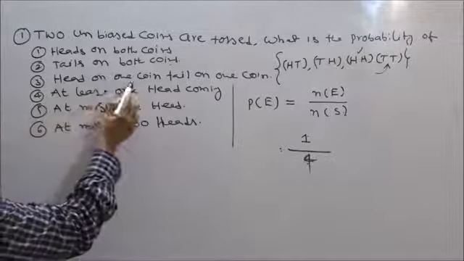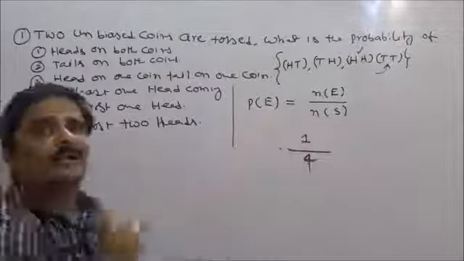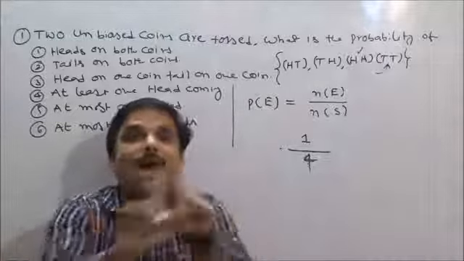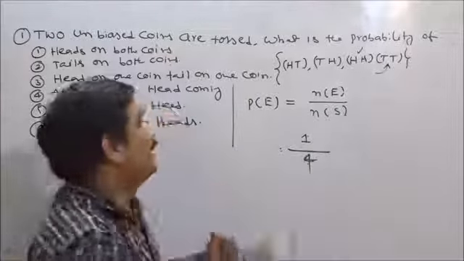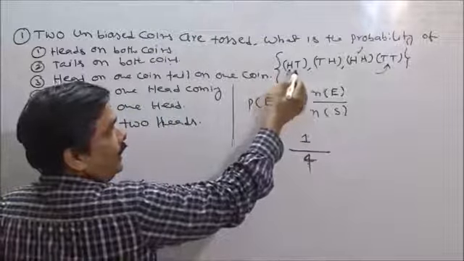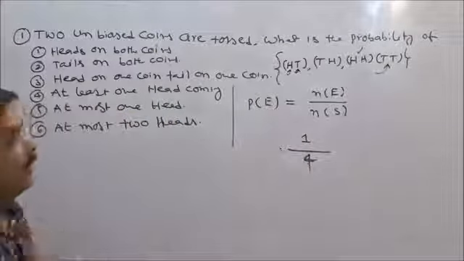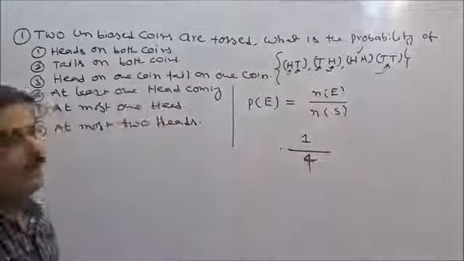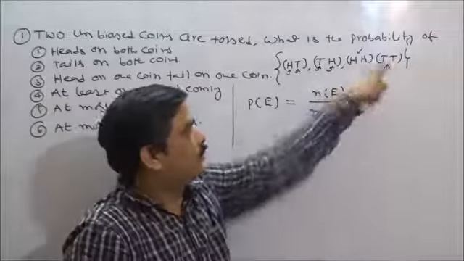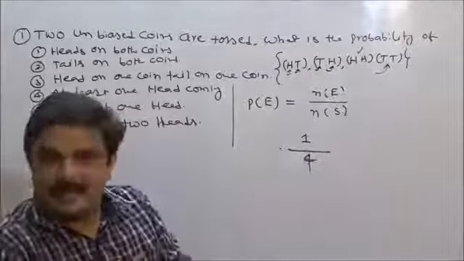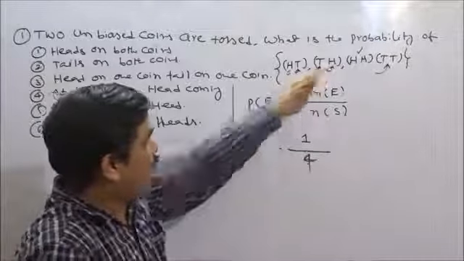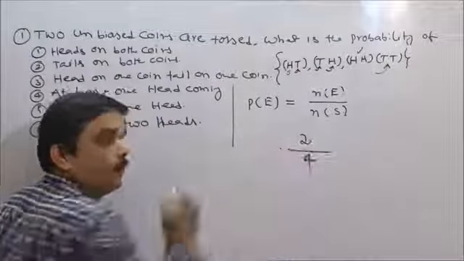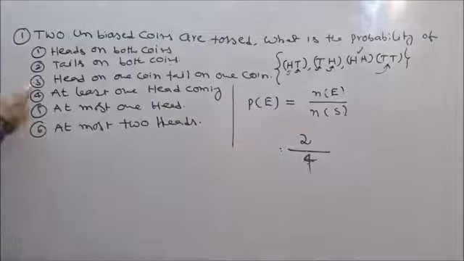Heads on one coin, tails on the other coin. Order they have not given. For that reason, heads on one coin, tails on the other coin is one possibility. Next, heads on one coin, tails on other coin. Right? Here both heads, both tails, these two cannot be taken as desired events. Now here desired events are 2, and of course the denominator is the same, 4. So 2 out of 4. Got it?